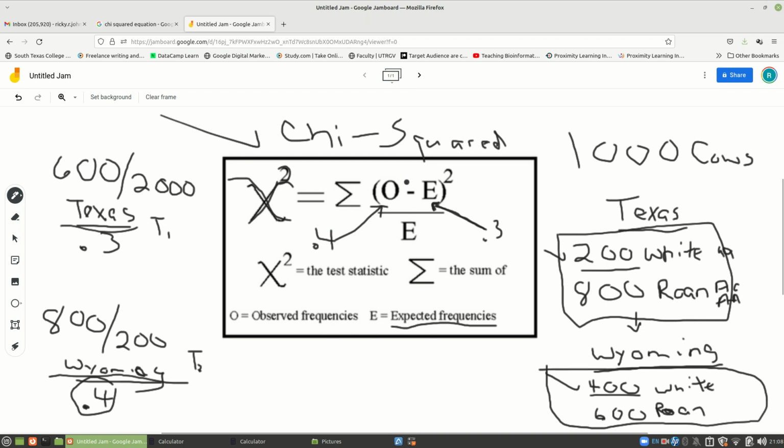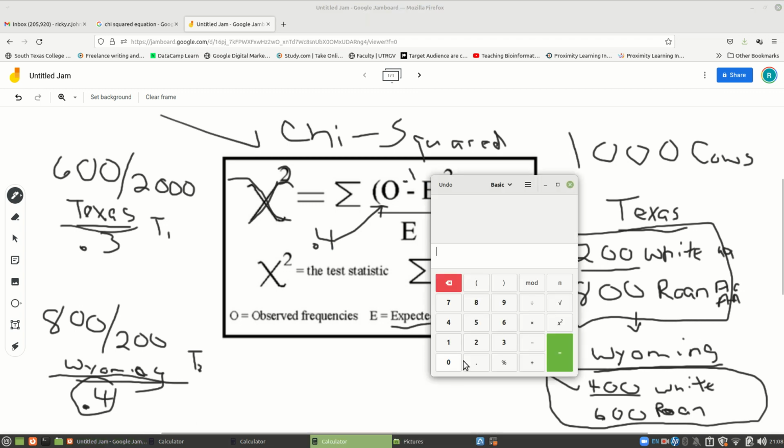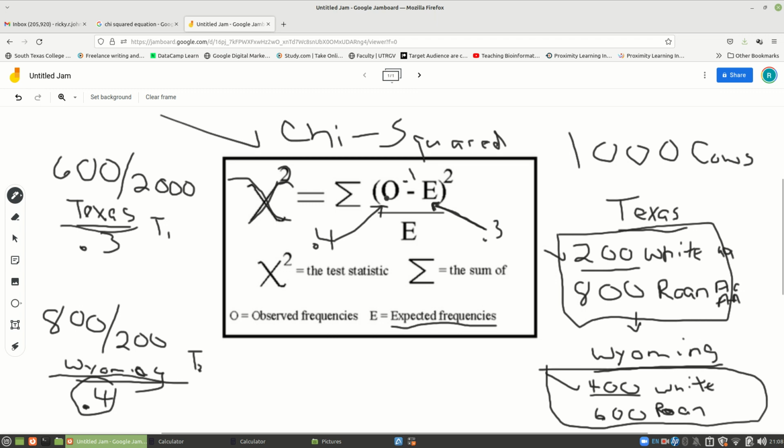Well, that's going to be 0.1. All right, 0.4 minus 0.3 gives you 0.1. And then we have to square that. So 0.1 times 0.1 is 0.01. Really easy numbers here. So on the top here, I'm going to end up with 0.01. Now on the bottom, we just use our expected.